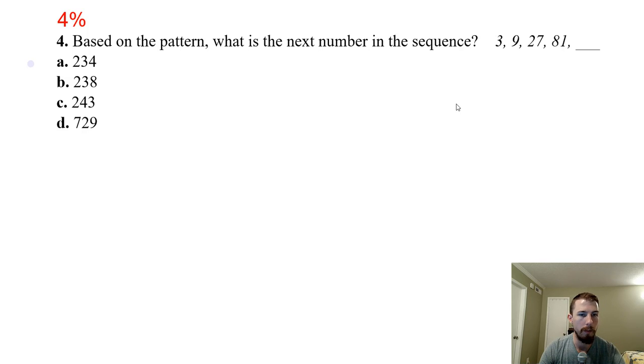All right, number 4, based on the pattern, what's expected to be next in a sequence? So we have 3, 9, 27, 81. So each one of these is going to be 3 times bigger than the previous one. So this is a geometric pattern with a common ratio of 3.